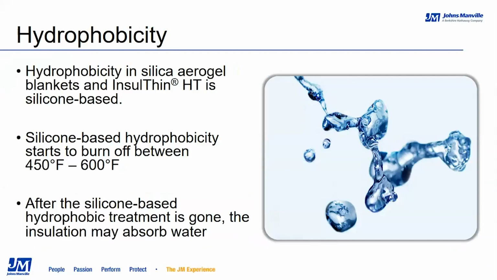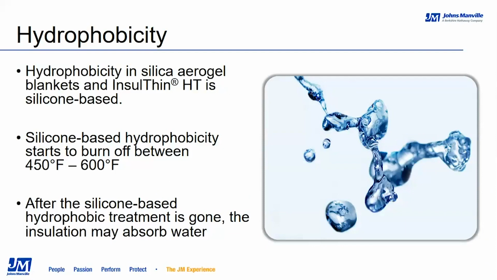So InsulThin HT and Silica Aerogel are both hydrophobic insulations, meaning that they won't absorb water. Unlike insulations like cellular glass, which is inherently hydrophobic, InsulThin HT and Silica Aerogel are made to be hydrophobic by a silicone-based hydrophobic agent that is added to the product chemistry during the manufacturing process.